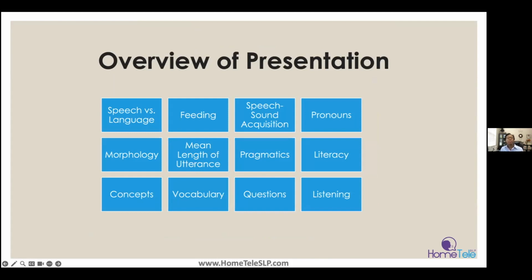We're going to start by distinguishing the difference between speech and language. We'll talk a little bit about the prior milestones that should have been attained for a child between the ages of 4 to 5 in the area of feeding. We'll touch on speech sound acquisition, discuss pronouns, morphology, the mean length of utterance, pragmatics, which are social skills, and literacy, so think of language, literacy, reading, concepts, vocabulary, questions, and listening.